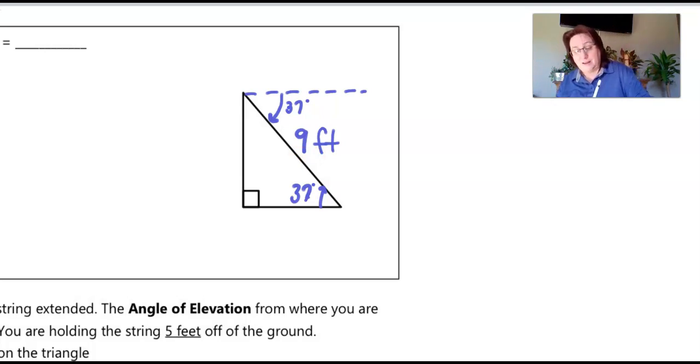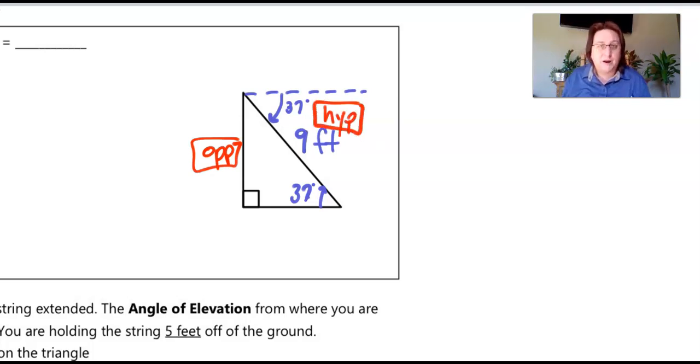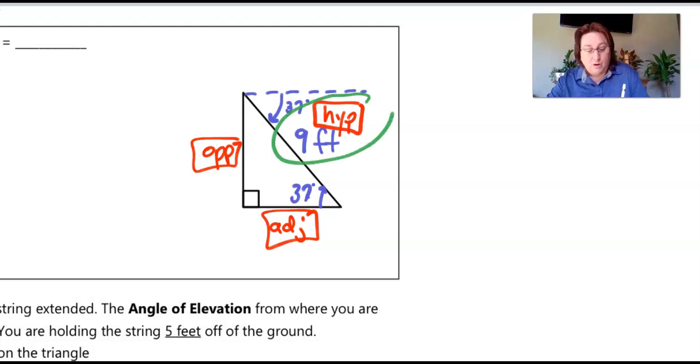All right, let's see how you guys did. Over here, the vertical side is opposite of my angle. The 9 feet is opposite of the 90 degrees, so that's my hypotenuse. And the horizontal side is my adjacent. So your picture should look like this. Now we're going to start with what we know. We know the hypotenuse.